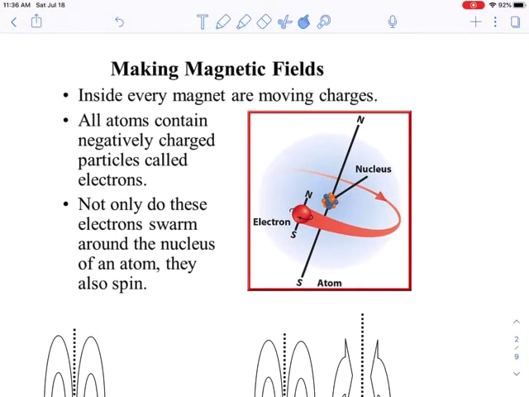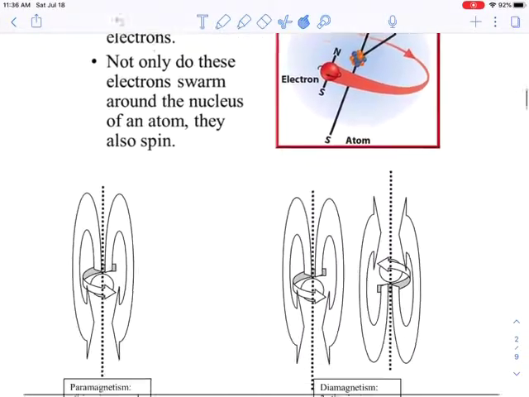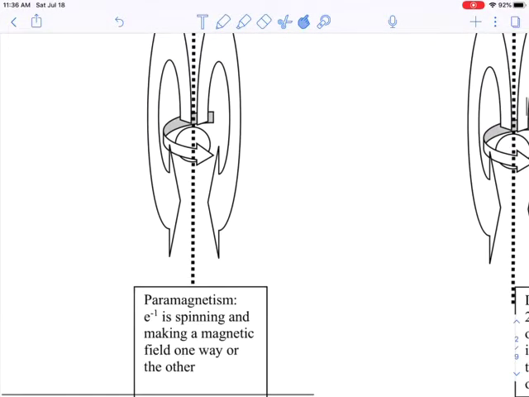Now, if you remember from your physics days, if you have a charged particle spinning around something like a nucleus, it's going to create a magnetic field because of things like the right-hand rule and all that kind of stuff. And again, I'm not really interested in any of that. If you are, take a physics class, and I'm sorry for you. But what we're interested in really is just the idea of there either is a magnetic field or there isn't a magnetic field. Where do these ideas of diamagnetic and paramagnetic come from?